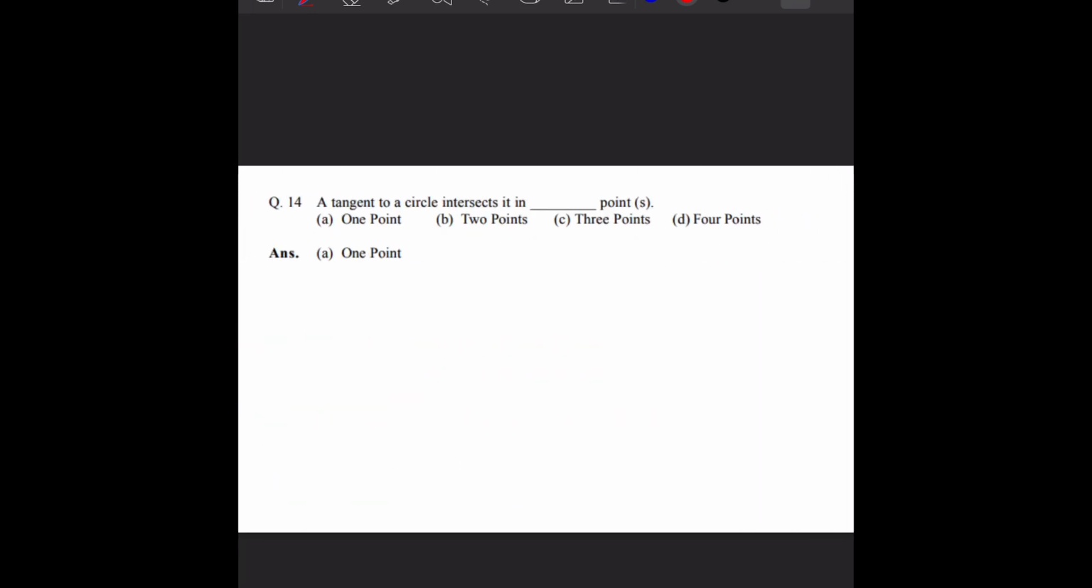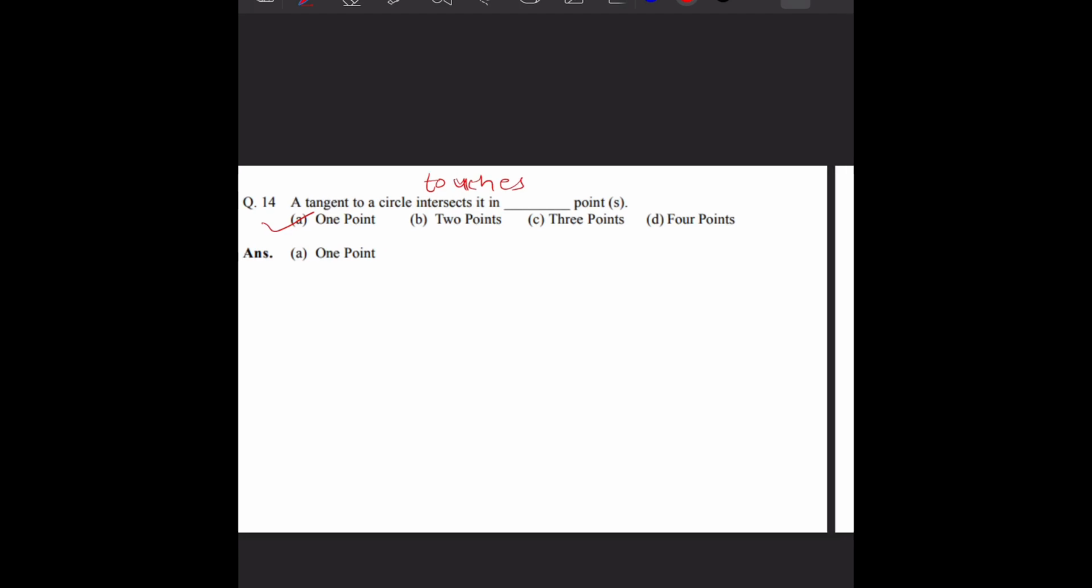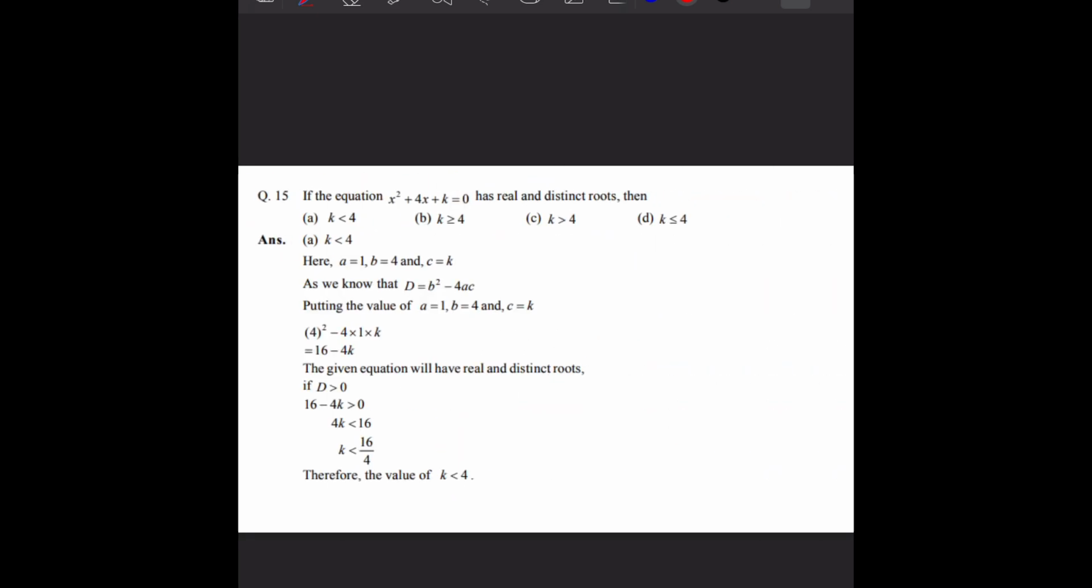A tangent to a circle intersects it in, obviously, one point. Moreover, यहाँ पर हमें ये याद रखना चाहिए कि tangent to a circle touches, ये भी लैंग्वेज आप लोगों को एग्जाम में आ सकती है, touches at one point. Let's move on to the next.